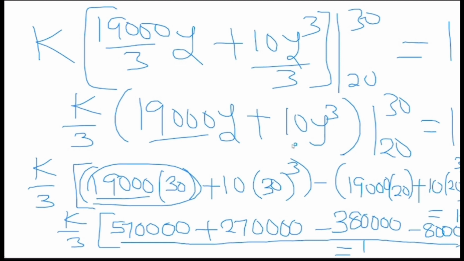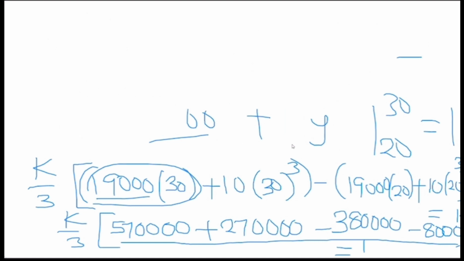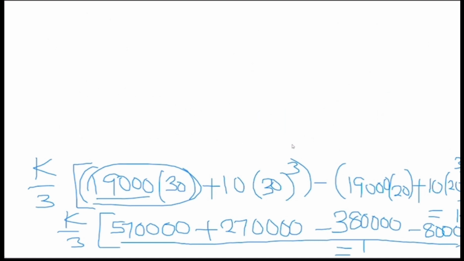Take a look at what I actually have right here. When you simplify that, that's exactly what you're going to get: 380,000. So you can actually use your calculator. Like I said, when you do 570,000 plus 270,000 minus 380,000 minus 80,000, automatically you're going to get 380,000. That's exactly what you're going to get.